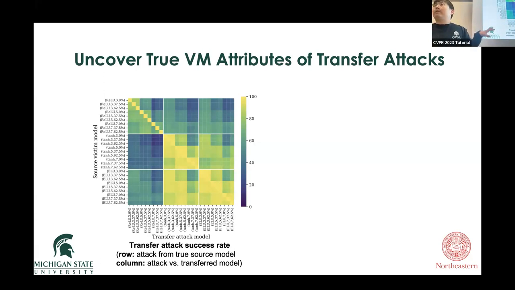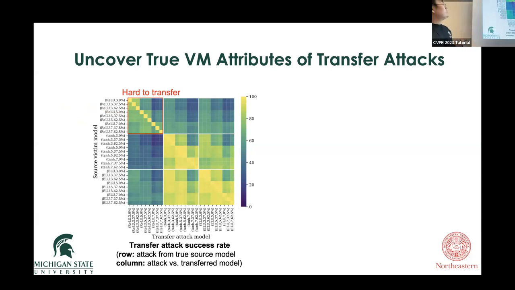This is not model parsing accuracy. This is a transfer attack success rate. And how to read this matrix? If you look at each row, it gives you a combination of the model attributes. For example, the first row shows ReLU activation functions with kernel size 3 and a dense model, 0% weight sparsity. So this combination gives you a specific model.